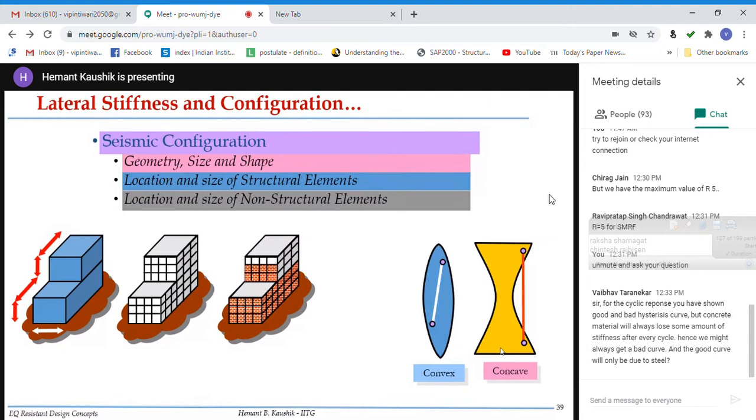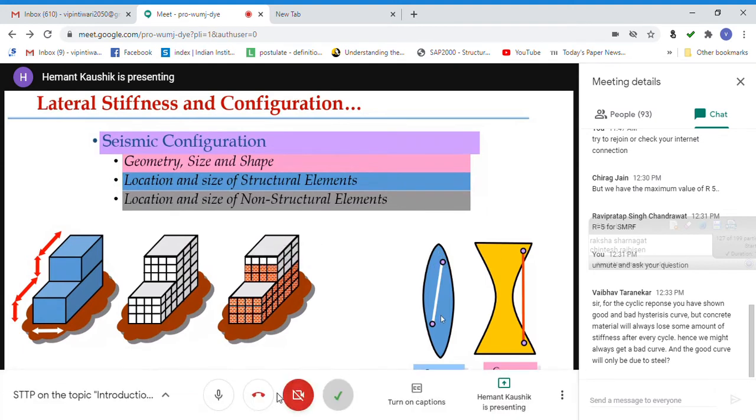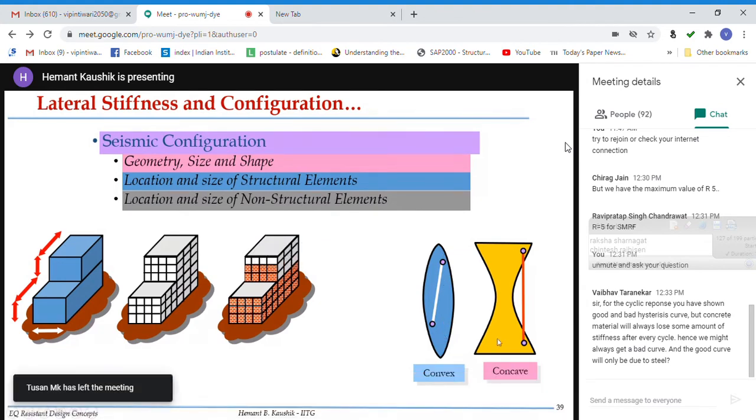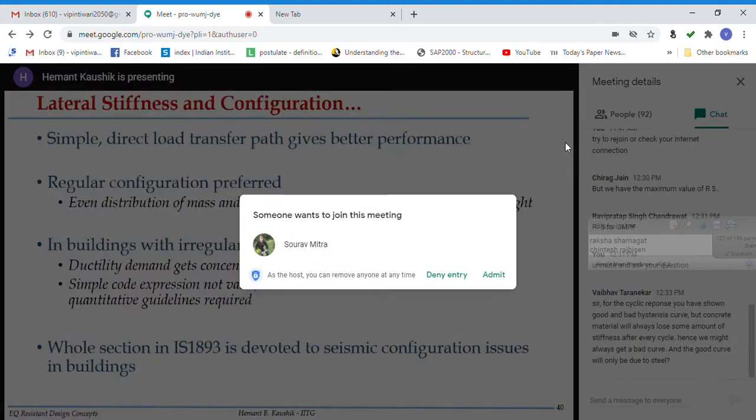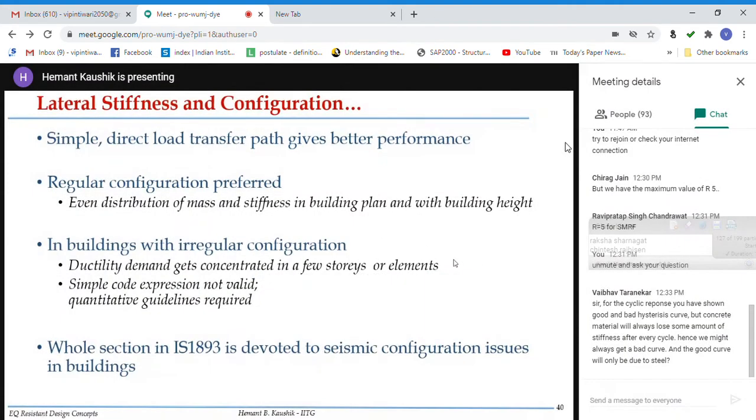But if you consider the convex structure, there is no line which will fall outside. If you consider any 2 points on the structure, the line will always remain inside the structure. So this is a better structure, and this is a poorer structure. Now, what is the problem due to this irregularity? There will be high stress concentration in this region, so there will be more damage here. But this is a good structure. A simple, direct load transfer path always gives you better performance.